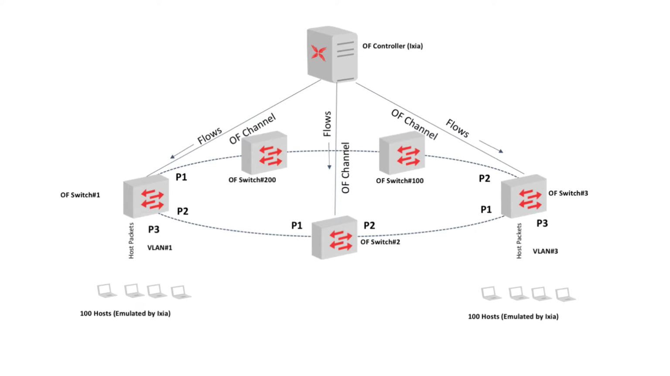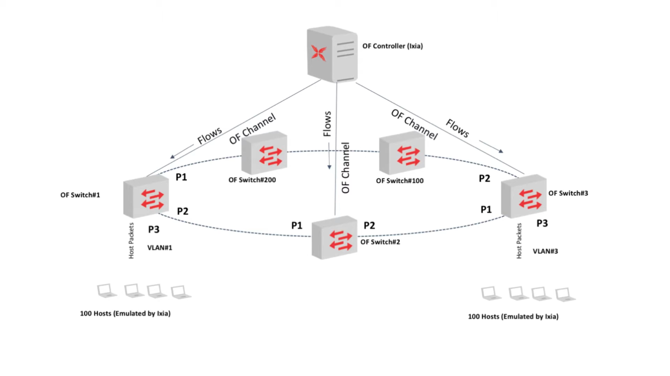Ixia's OpenFlow controller emulation is connected to a switch topology made up of 200 switches in a ring. Switch 1 and switch 3 have 100 hosts behind them each. The hosts connected to switch 1 are on VLAN 1 and the hosts connected to switch 3 are on VLAN 3.